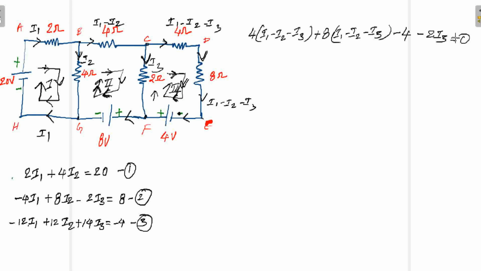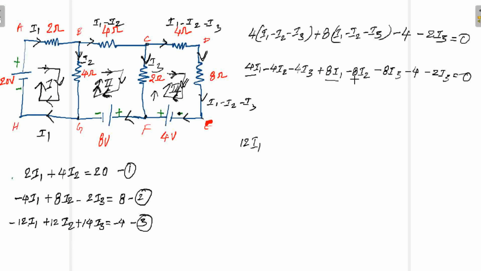Now let us simplify this one. 4I1 minus 4I2 minus 4I3 plus 8I1 minus 8I2 minus 8I3 minus 4 minus 2I3 equal to 0. Let us simplify. 4I1 plus 8I1 is equal to 12I1.